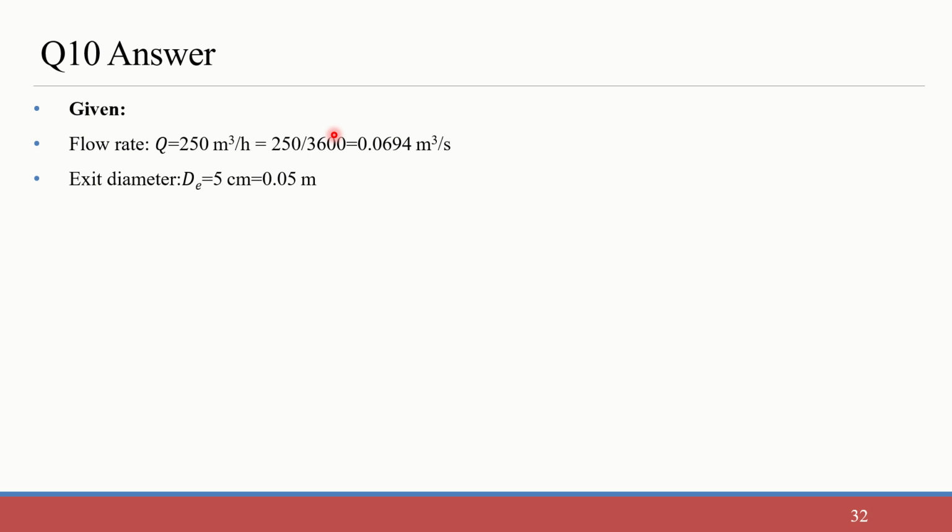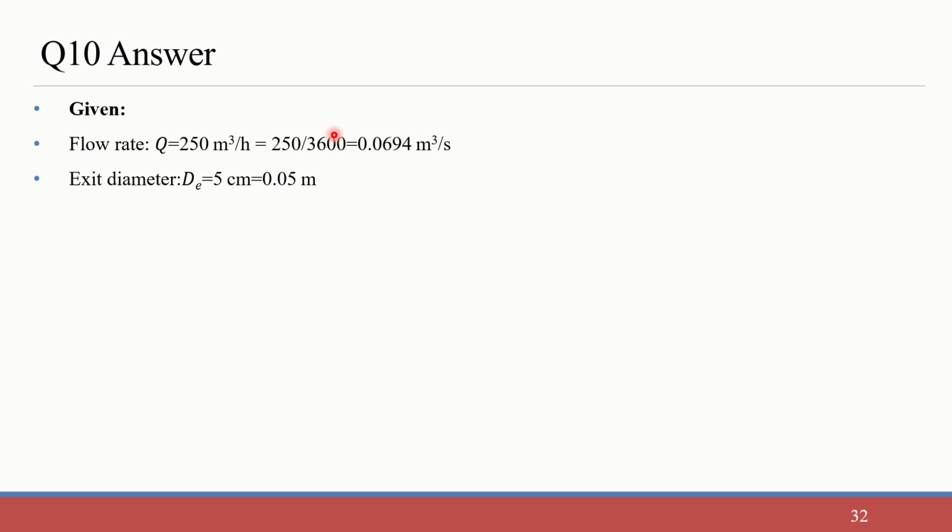So the exit diameter is given as DE, which is 5 centimeter or 0.05 meter, right? So exit diameter is given and exit flow rate is given. So we are just asked for the exit velocity. So how will we get the exit velocity? In the last week problem itself, we saw that volumetric flow rate is equal to cross sectional area into velocity.